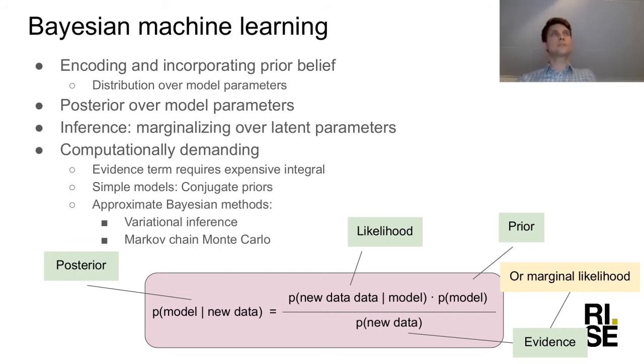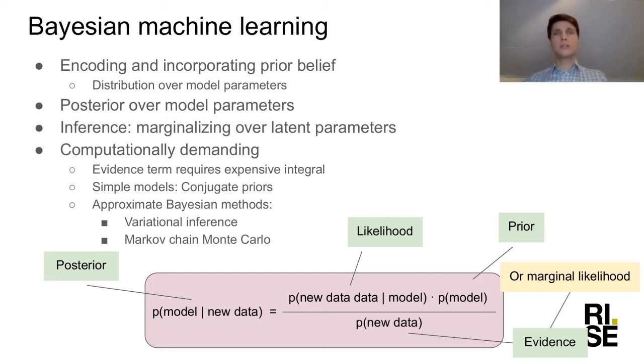Doing inference over the posterior means that we need to marginalize over latent parameters. With large models, this is really expensive. For large models with parameters in continuous space, this marginalization means that we have to compute an expensive integral, and this is in the evidence term. For simple models, we can use conjugate priors and get closed form solutions, but this is in general not that simple.